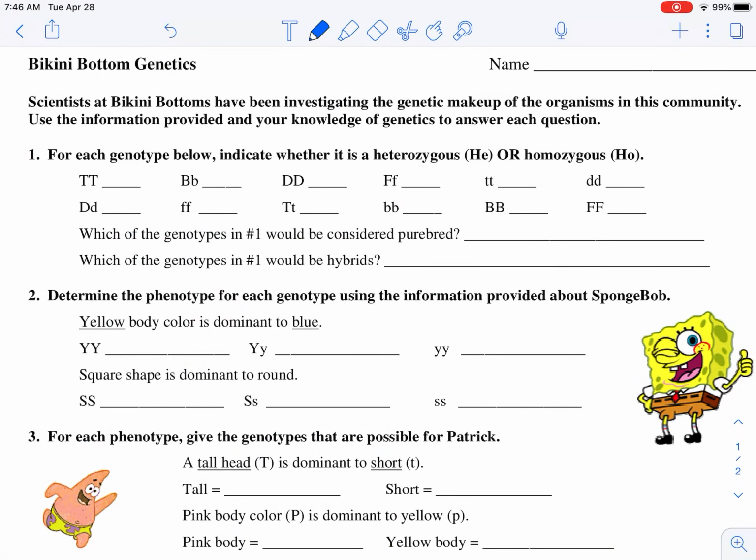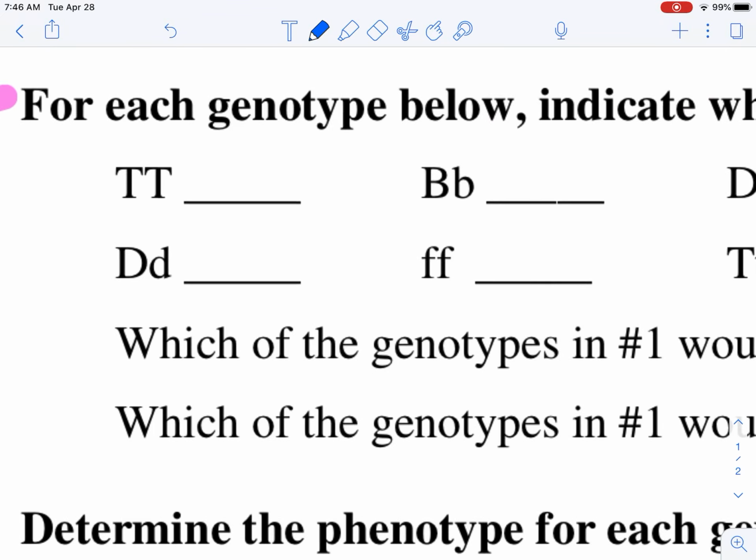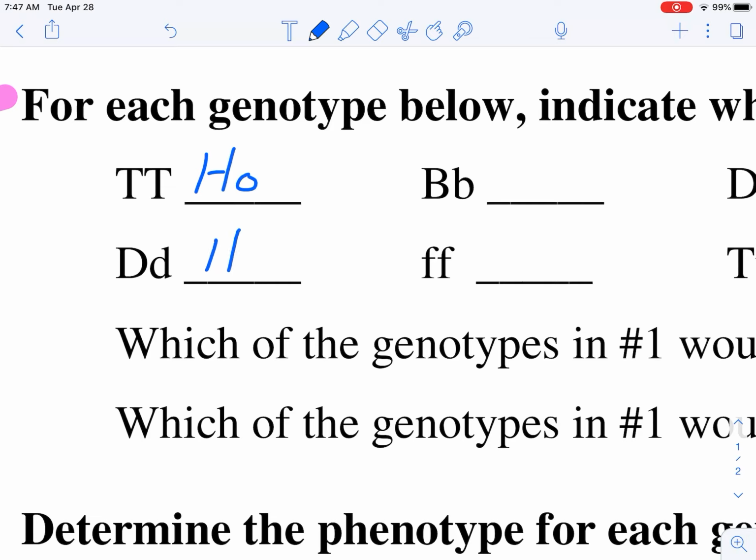So if we start at the beginning here, for number 1, it says for each genotype below, indicate whether it is heterozygous or homozygous by writing HE or HO. So for the first one, we've got 2 capital T's. That would be HO because that is homozygous. It's got 2 of the same forms of the allele. The second one, right below it, capital D lowercase b, that would be HE.